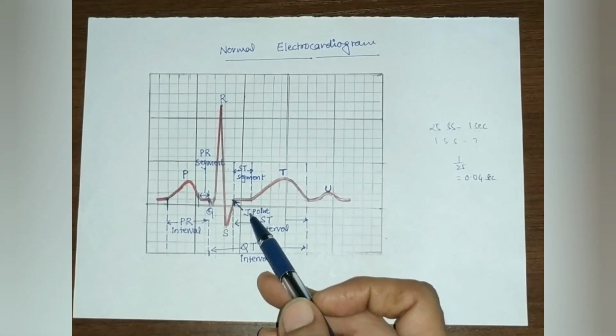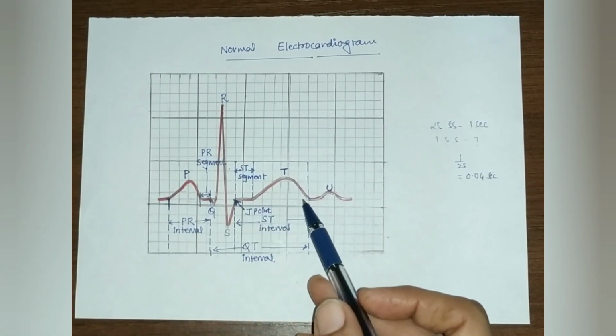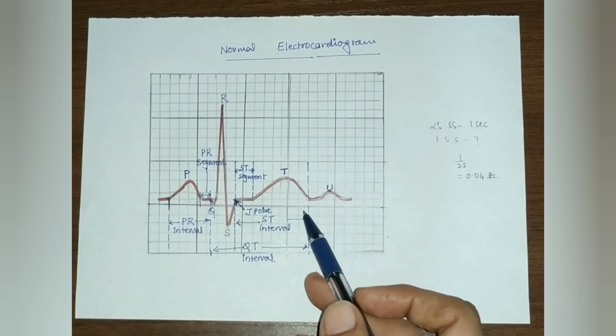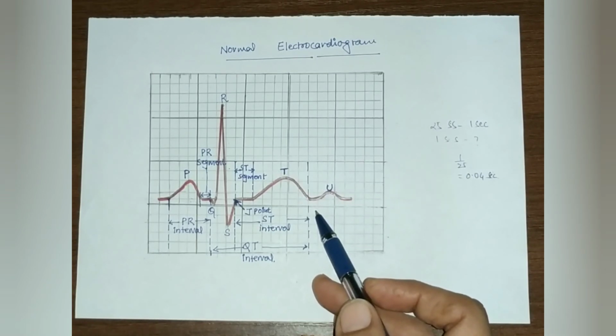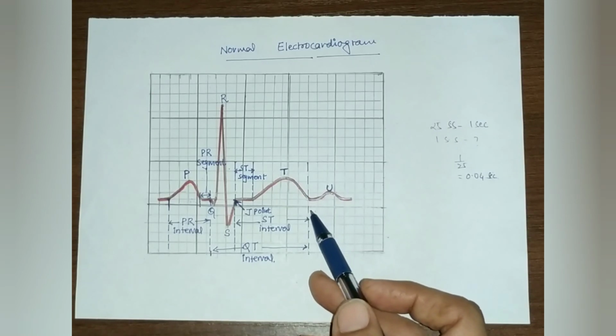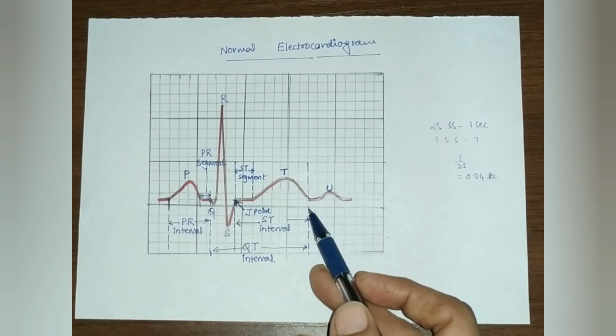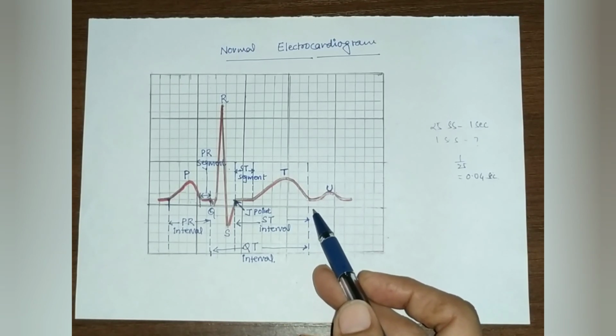Next is TP segment. It is not visible here, but it is the period from the end of T wave to the beginning of next P wave. And it represents the polarized state of the whole heart. Duration of TP segment is about 0.2 seconds, and the duration of TP segment is inversely related to the heart rate. In case of atrioventricular dissociation, this TP segment is not constant, it is variable.